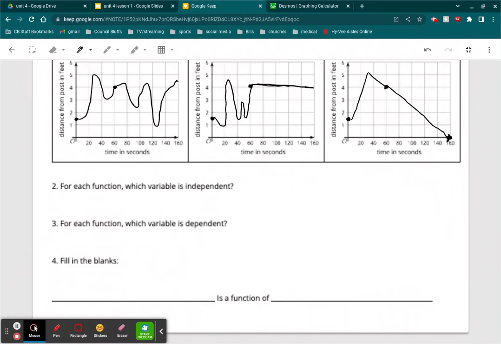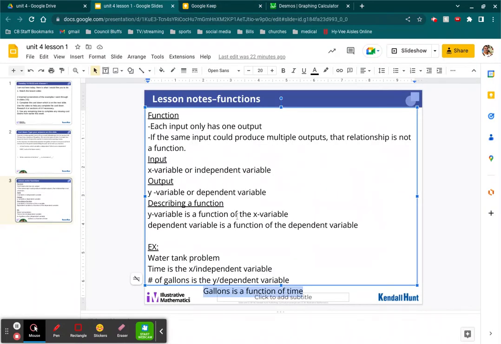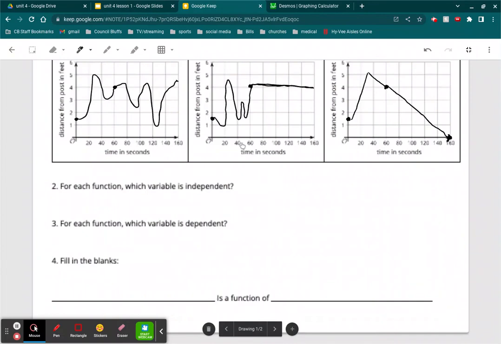Okay, number 2: for each function, which variable is independent? If I go back to the lesson notes for a second, the independent variable, according to our lesson notes, is the x variable. For each of these graphs that we drew here, if I look at the x-axis, remember that's the horizontal one, the x-axis was time in seconds. So the x variable is the independent variable. For each function, the independent variable is going to be time.